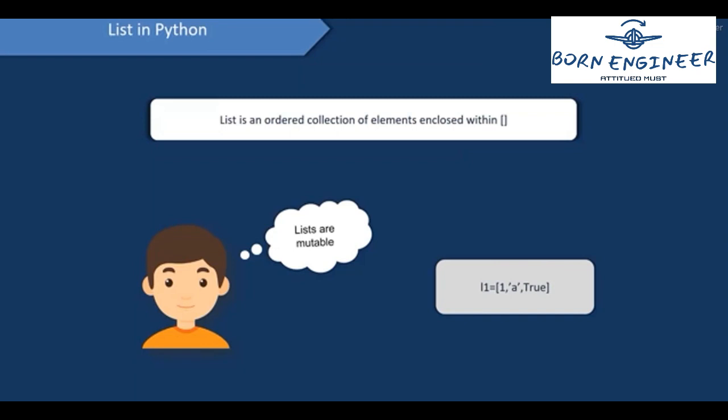Now we'll head on to the second data structure, which is a list. A list is an ordered collection of elements enclosed within square braces. The difference between a list and a tuple is that tuples are immutable. That means they cannot be changed, or the values inside them cannot be modified once they are created. But a list is mutable. That means the values inside it can be modified as and when we want.